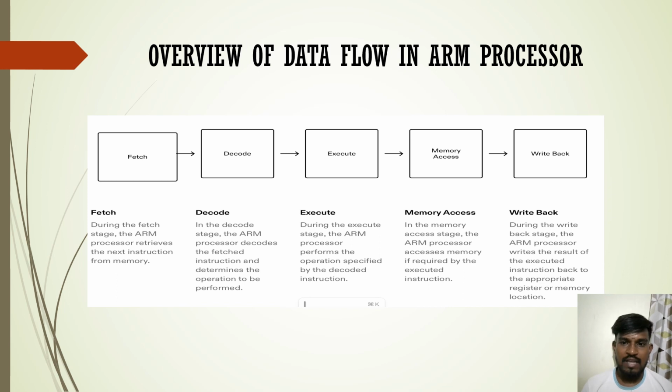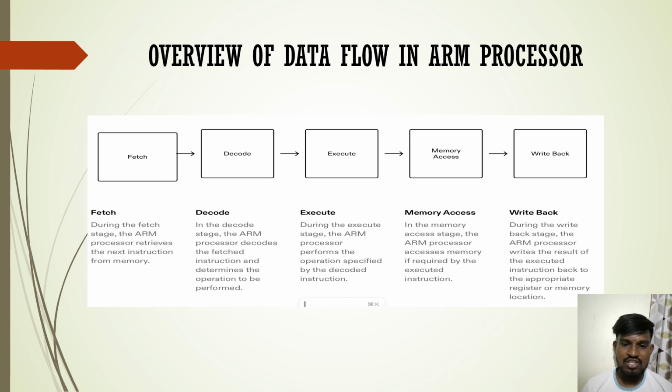Overview of the data flow in the ARM processor. First it is fetch, then decode, execute, memory access, and write back. Fetch means during the fetch stage, the ARM processor retrieves the next instruction from memory. In the decode stage, the ARM processor decodes the fetched instruction and determines the operation to be performed. After the decode stage, there is an execute stage.